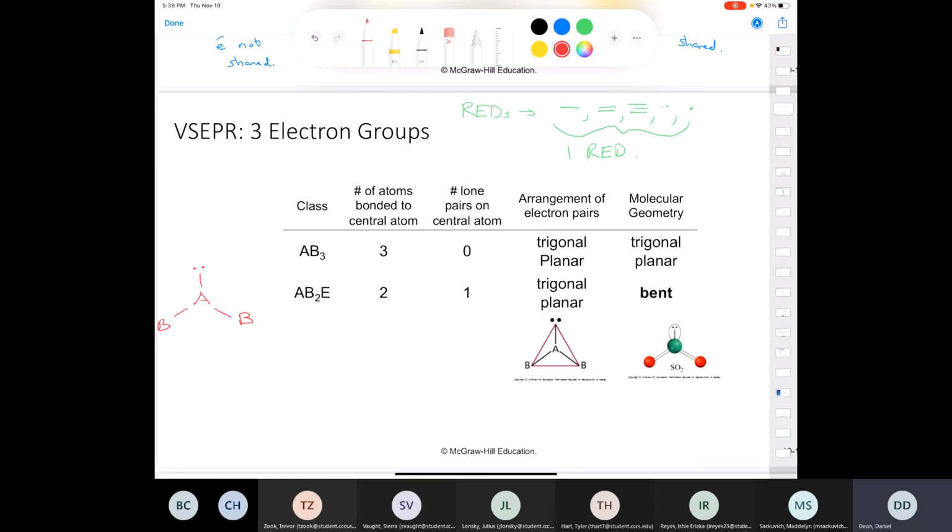What's going to happen is that the lone pair and the two bonds are going to seek to get as far away from each other as possible. They're going to adopt a bond angle here. It's going to be close to 120 degrees. Now, if you're like, well, shouldn't this be pushing these this way a little bit more so it's less than 120? Sure. Yeah, absolutely.